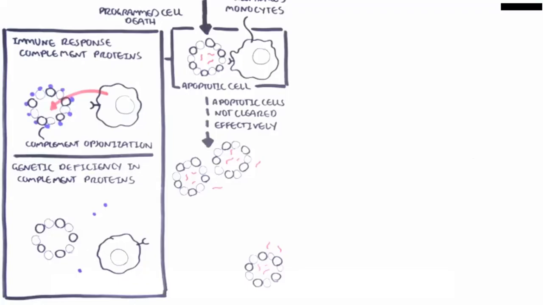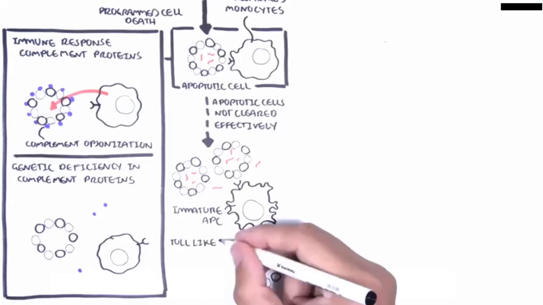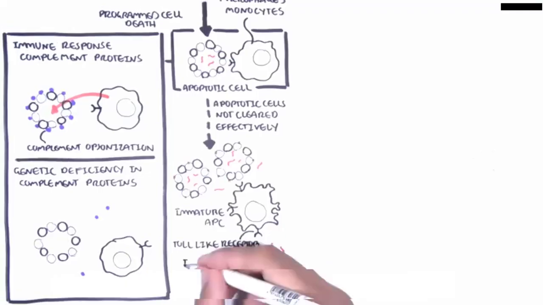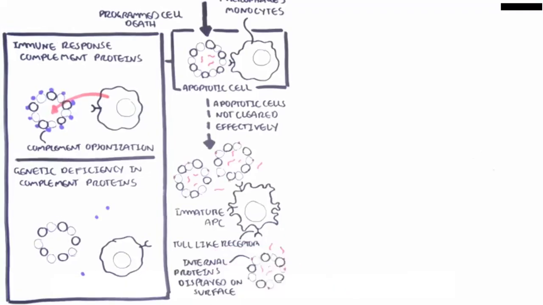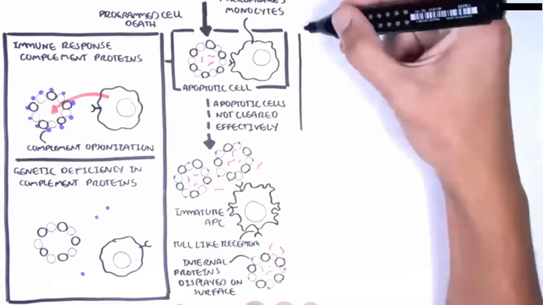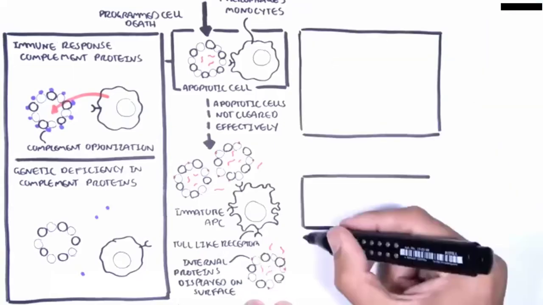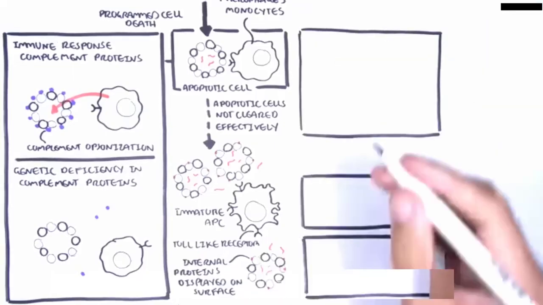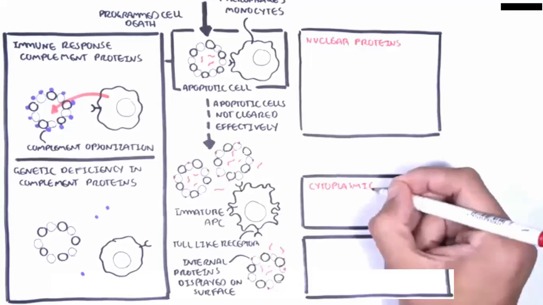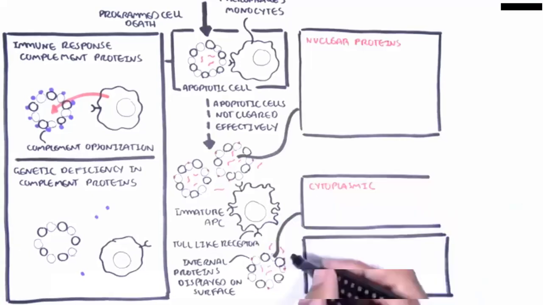The process of sensitization begins when an immature antigen-presenting cell, such as an immature macrophage or dendritic cell, notices and picks up proteins and nuclear material from the apoptotic cells through special receptors such as toll-like receptors. The antigens picked up by the antigen-presenting cells include nuclear proteins, cytoplasmic proteins, and membrane components of the cell.